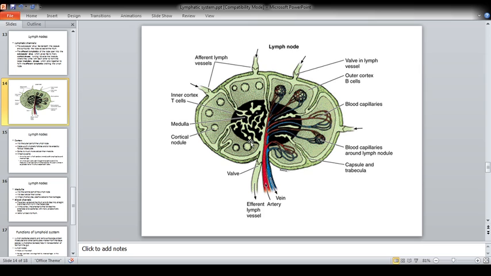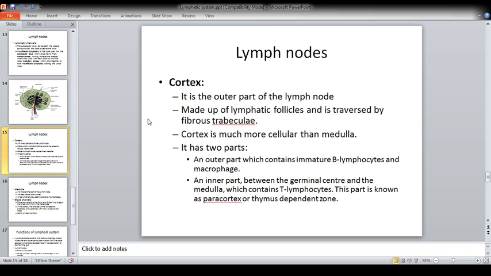Cortex contains cortical nodules as well as the trabeculae, which are finger-like projections present here. So the cortex is traversed by, that is crossed by, fibrous trabeculae, and this cortex is much more cellular as compared to the medulla. So the cell component of the cortex is higher than the medulla. There are many cells present here.